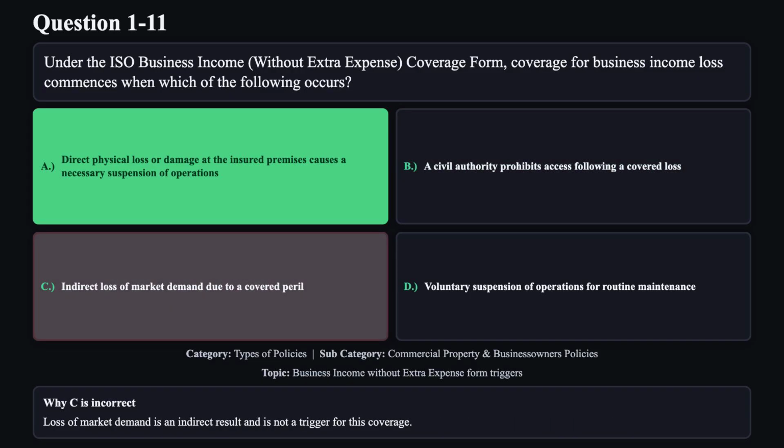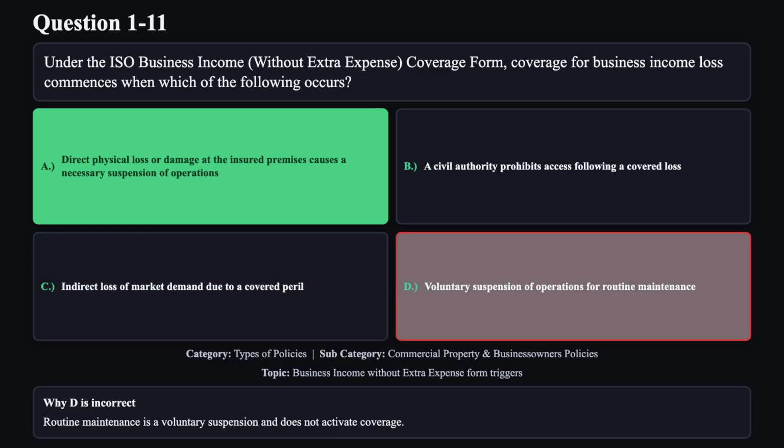Reason C is not correct. Loss of market demand is an indirect result and is not a trigger for this coverage. Reason D is not correct. Routine maintenance is a voluntary suspension and does not activate coverage.